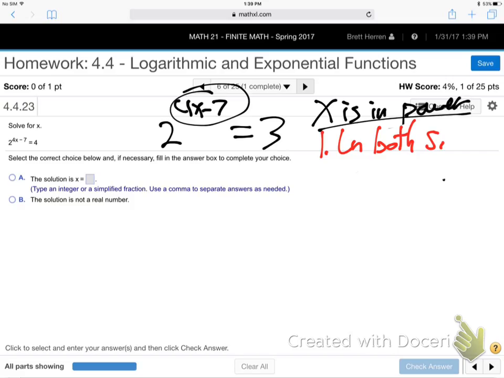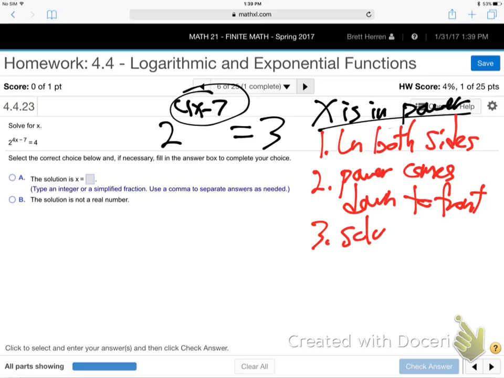I'm just going to do ln. They're going to play games. If you do the show me an example, question help, they'll do it one way then another. Let's just do it one size fits all. It'll always work this way. All right, ln both sides. Power comes down to the front. And then you just solve it. Once you get that power out of the power, it's cake.